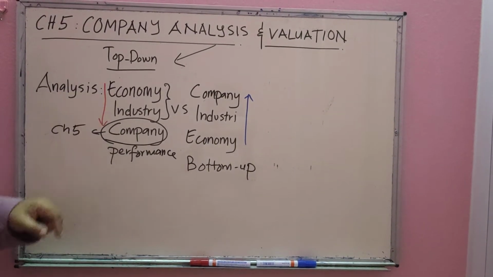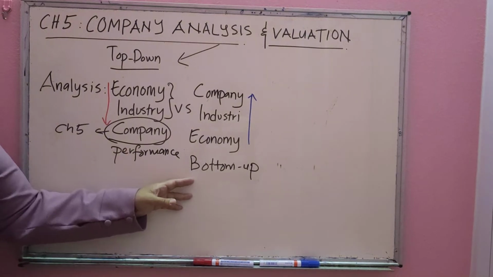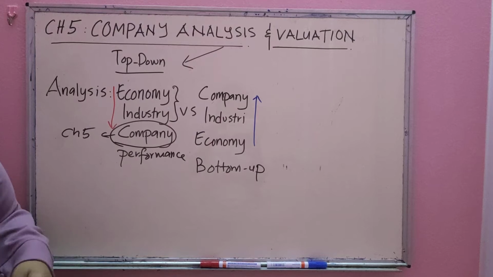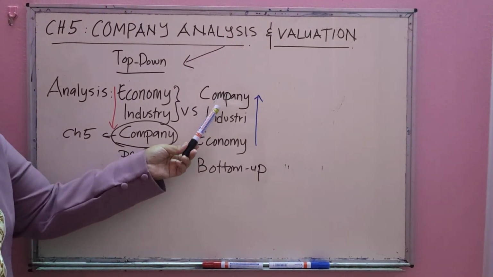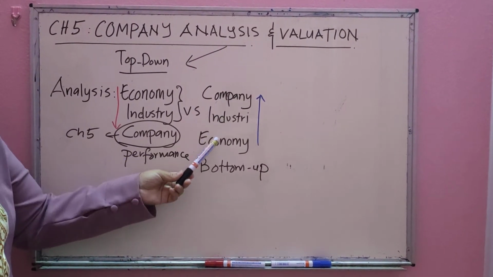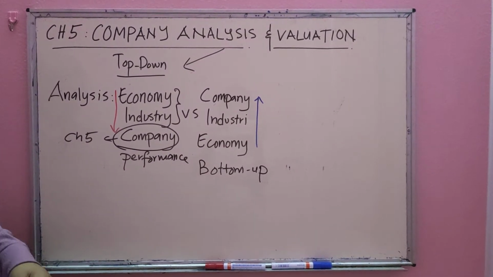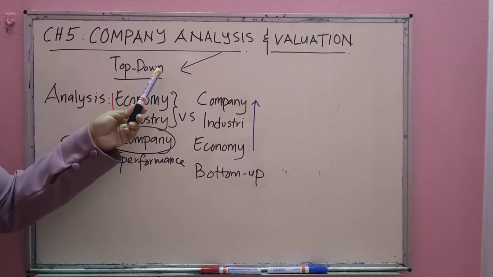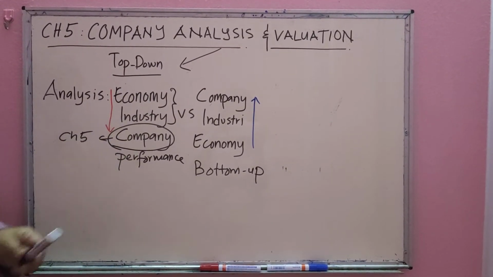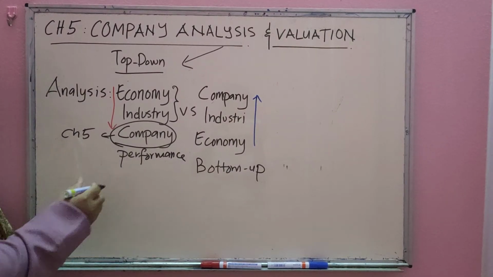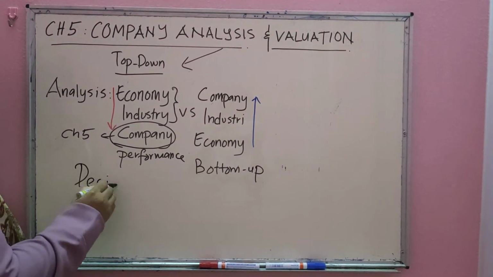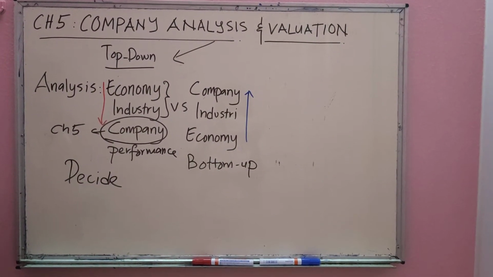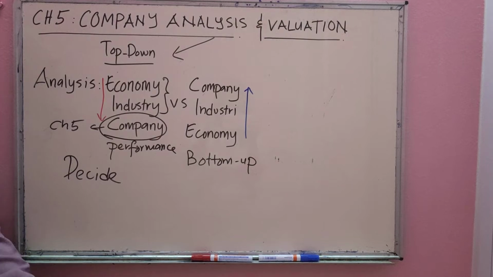That is what we call the top-down approach, versus the bottom-up approach, whereby interested investors look at the company itself first, then go down to the industry, and then look at the economy as a whole. Alright, so that is what company analysis is doing. At the end of the day, what we want to do is to make a decision whether we want to invest in a company or not.